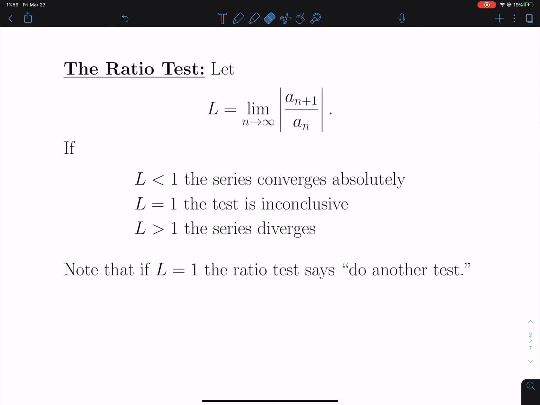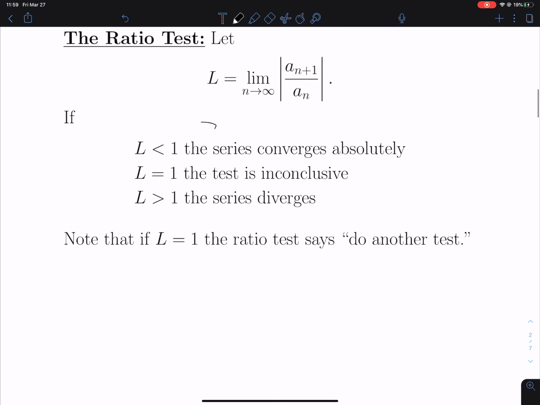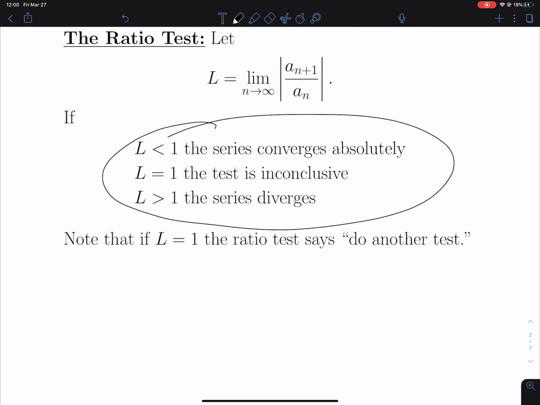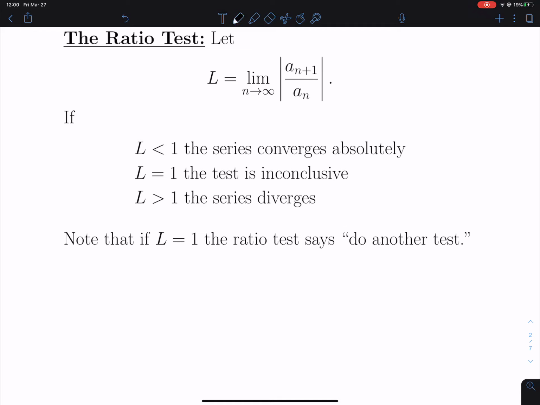This is called the ratio test. It's called the ratio test because this right here is a ratio. It's the ratio of two terms. So what we'll do to do the ratio test is you take the limit of a_{n+1} over a_n, take absolute value bars, and then you have this three-part thing. You need to know this. If the ratio is less than 1, the series converges absolutely. If it's equal to 1, the test fails, you should do something else. And if it's greater than 1, it diverges.